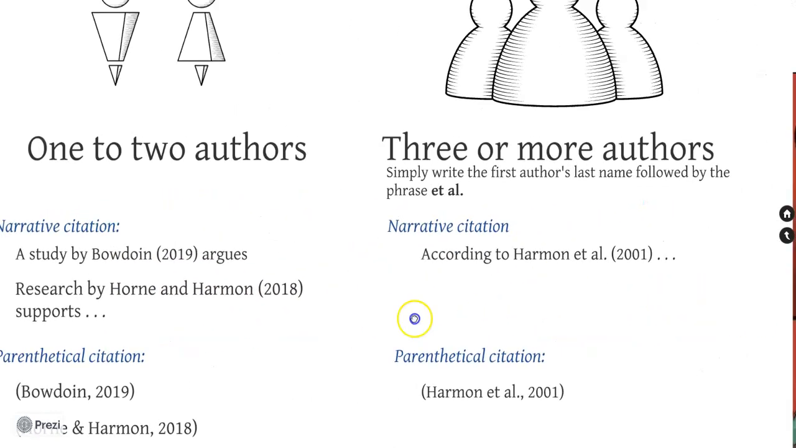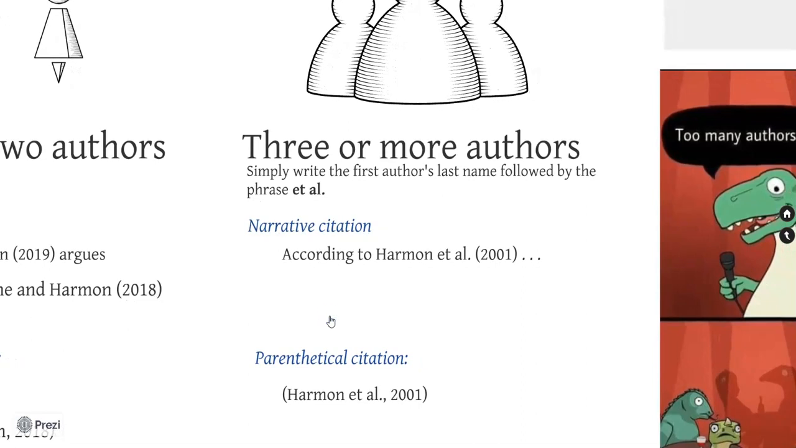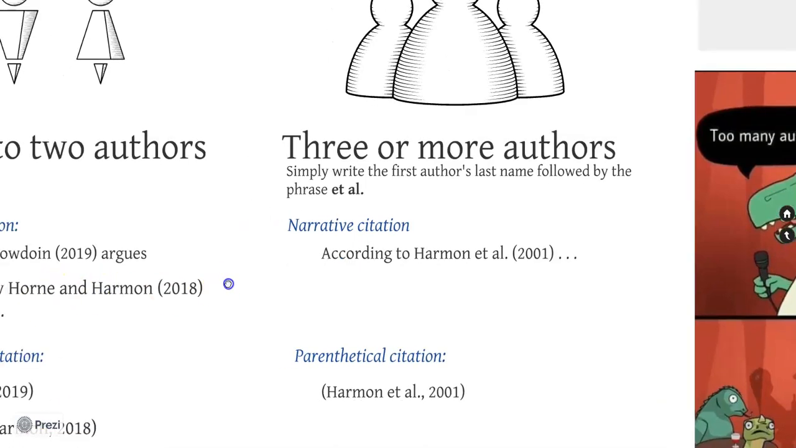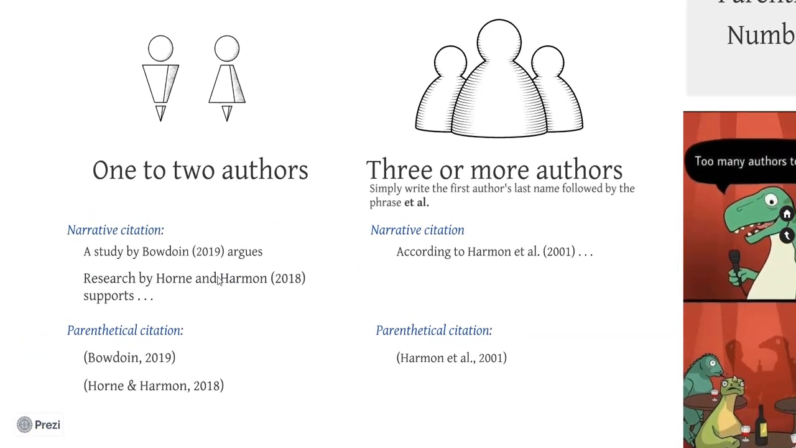Now, if you have 3 or more authors for your source, for the narrative citation, you put according to, and then you include the name of the first author, followed by the phrase et al., and then the year. That's also the same for the parenthetical citation. You have Harmon et al., comma, and then the year. So those are the founding basics for in-text citations. If you have any questions about them, make sure you reach out, but it is pretty straightforward. Just pay attention to 1 to 2 authors or 3 or more authors.